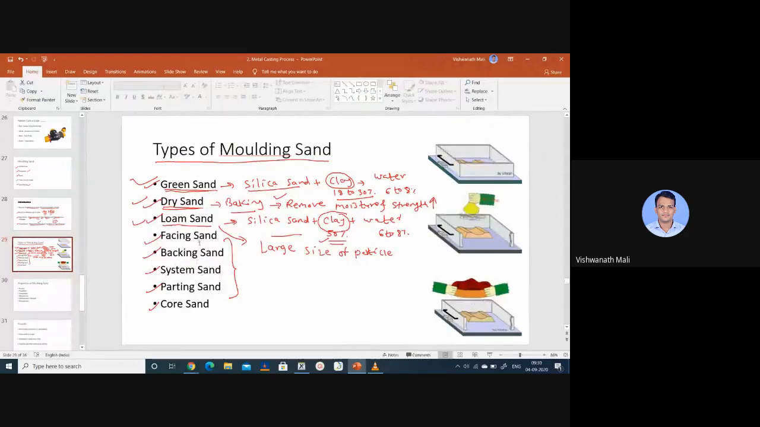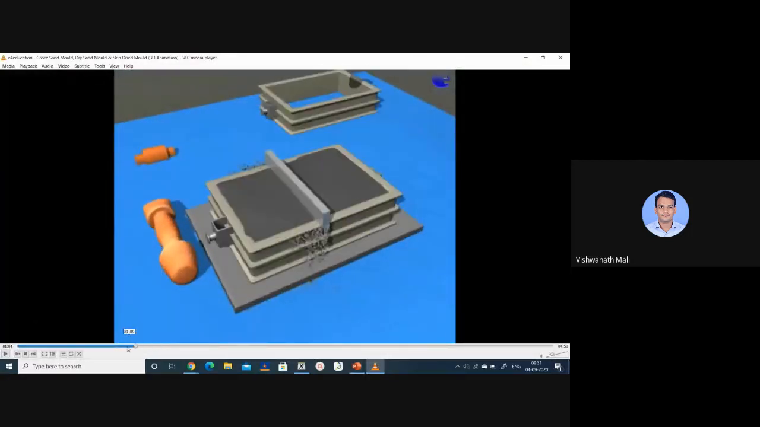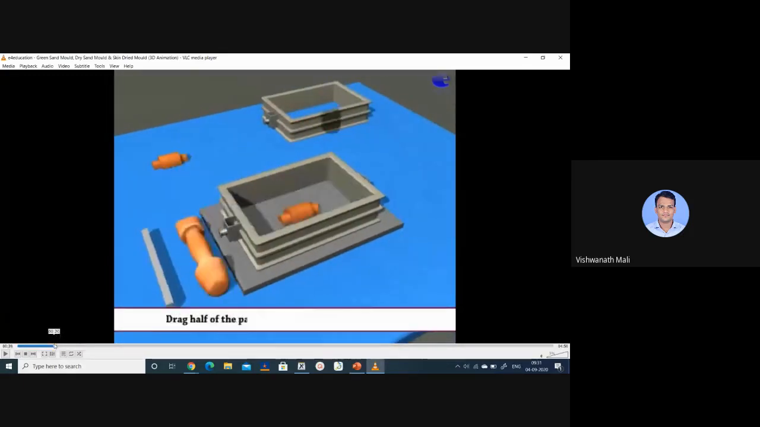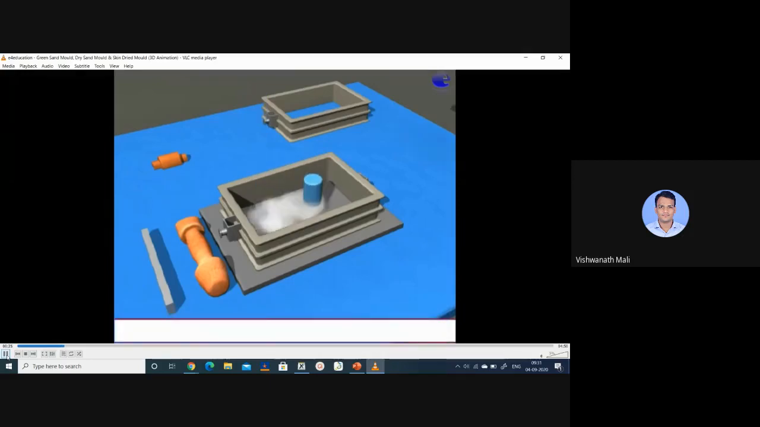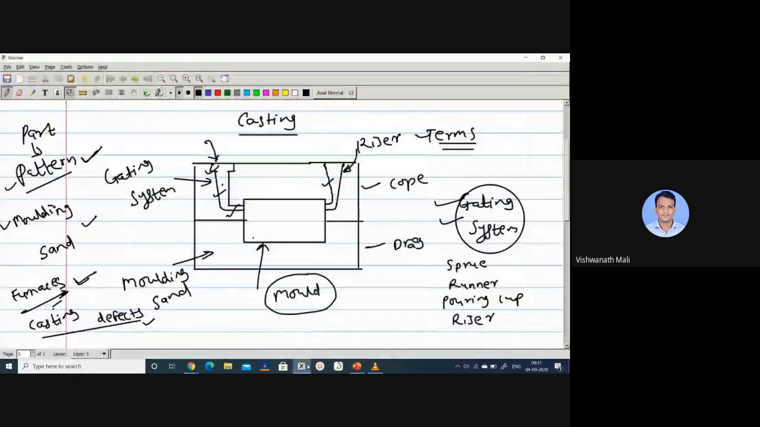Now we will talk about facing sand, backing sand, system sand, and parting sand. If you observe here, now see here. Whatever we are pouring here, white color, that is called parting sand. So why do we go for that parting sand? Let's see.